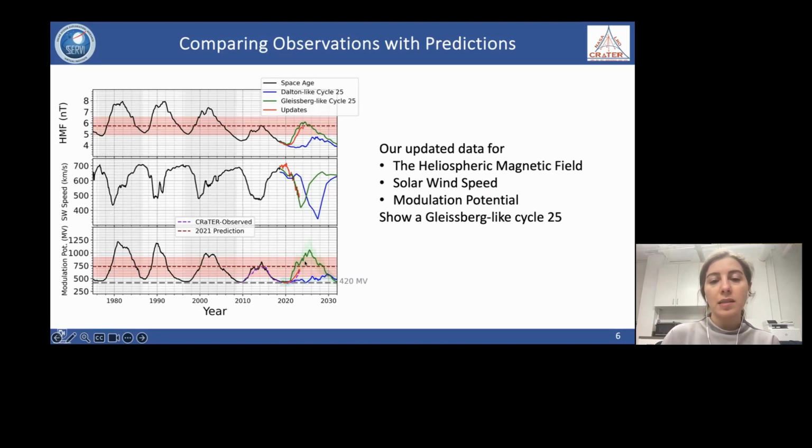Of course, this isn't as updated as the plot I showed you in the first slide, where we expect the modulation potential to slightly pass this line and what we have seen based on CRaTER data.